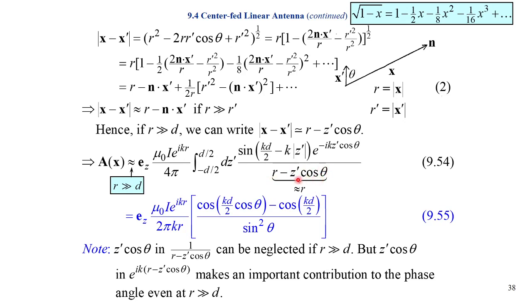And it's still not that easy. But remember, z prime cosine theta in the denominator can be neglected because R is much larger. So z prime cosine theta plays a minor role in the denominator. However, in the exponential terms, it makes an important contribution to the phase angle even at R greater than d. So these exponential terms are very important. However, the denominator term is not very critical, so we can simplify it into R, move it to the front, 4 pi, E z, mu 0 I, exponential ikr. What else?